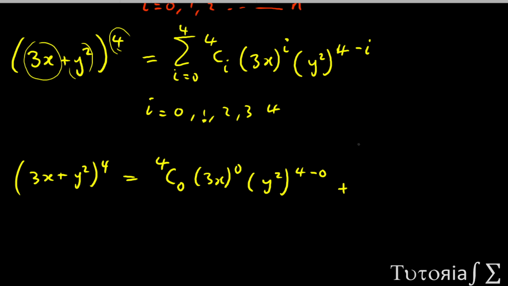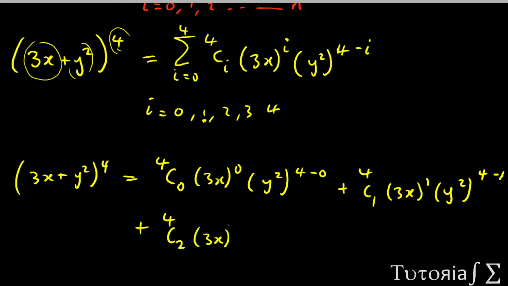So again, we replace in the formula, so that would be 4 choose 1, and we have 3x to the power 1. Then we have y squared to the power 4 minus 1, which is our i. Then we say plus 4 choose 2. So we are from 0, 1, 2. 4 choose 2, we're going to have 3x to the power 2 because that is our i now. Then y squared raised to the power 4 minus 2.